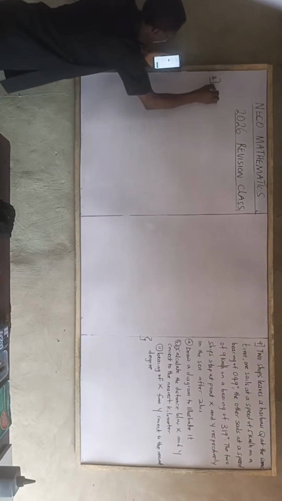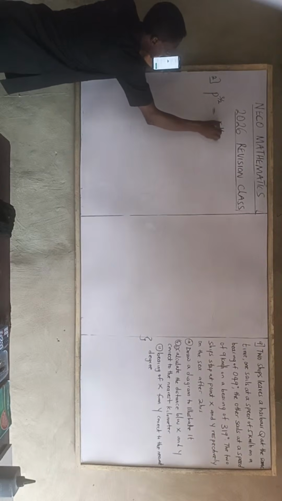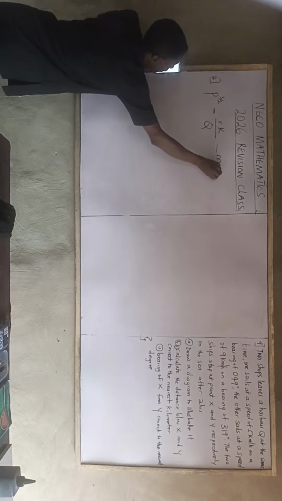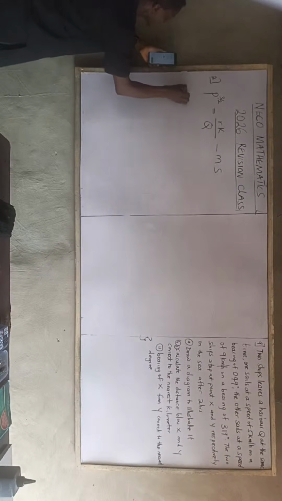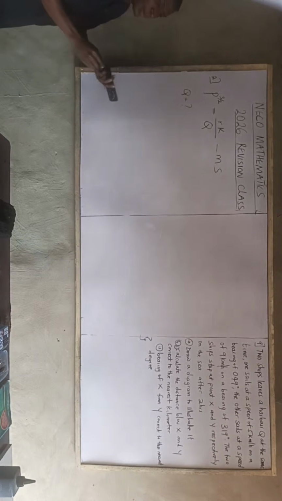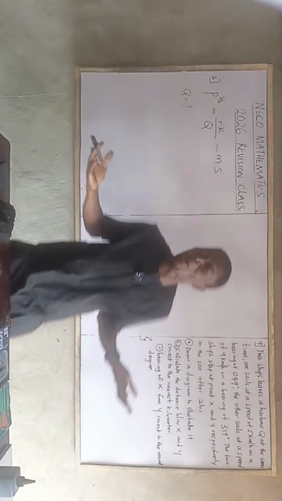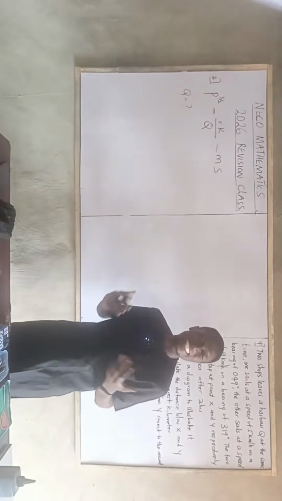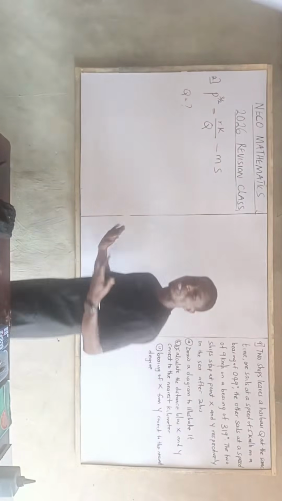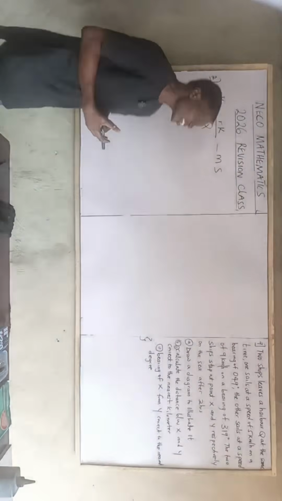All right. Now the next question we've got here, we're given P raised to power 3 over 2 equal to RK over Q minus MS, and we're to make Q the subject of the formula. Now that's the next question. We are to make Q the subject. What does it mean? That is, Q should be equal to the rest of the variables. How do you go about it?